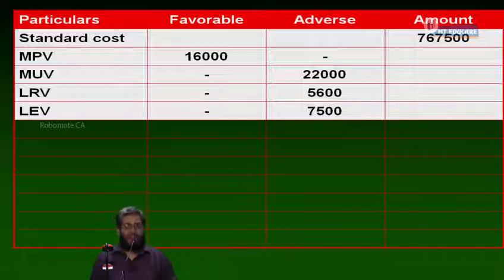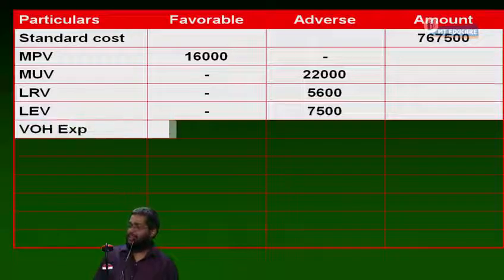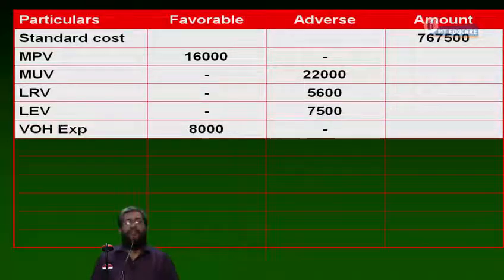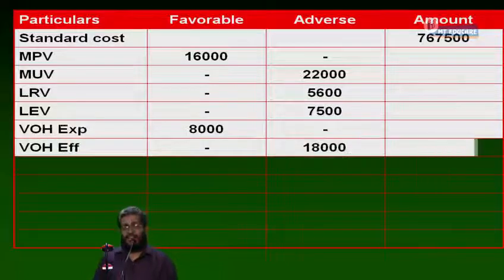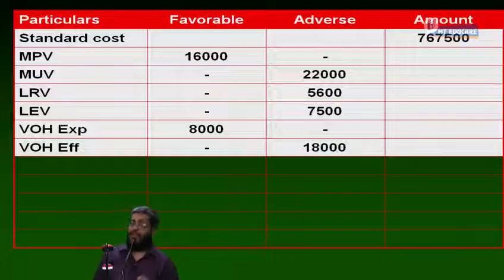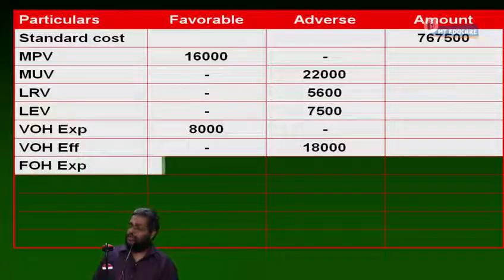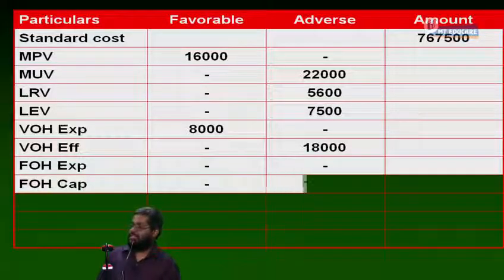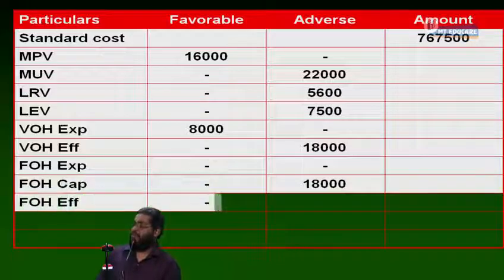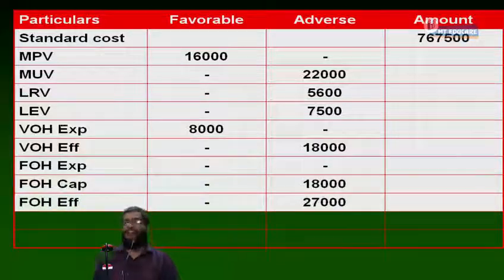Variable overhead cost variance will be written or not? Will not be written. So variable overhead expenditure, what is the variance? 8,000 favorable. VO efficiency variance, favorable or adverse? How much adverse? 18,000. Now, fixed overhead cost variance will be written or not? Will not be written. So, fixed overhead expenditure variance is what? 0. I will write 0. Will I write fixed overhead volume variance? Will not write. His breakup is what? Capacity and efficiency. FO capacity is how much here? 18,000. Efficiency is how much? All variances have been written or not?